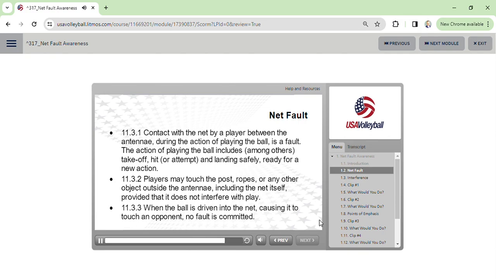Take the time to read the rule on this slide and click on the Next button only when done.